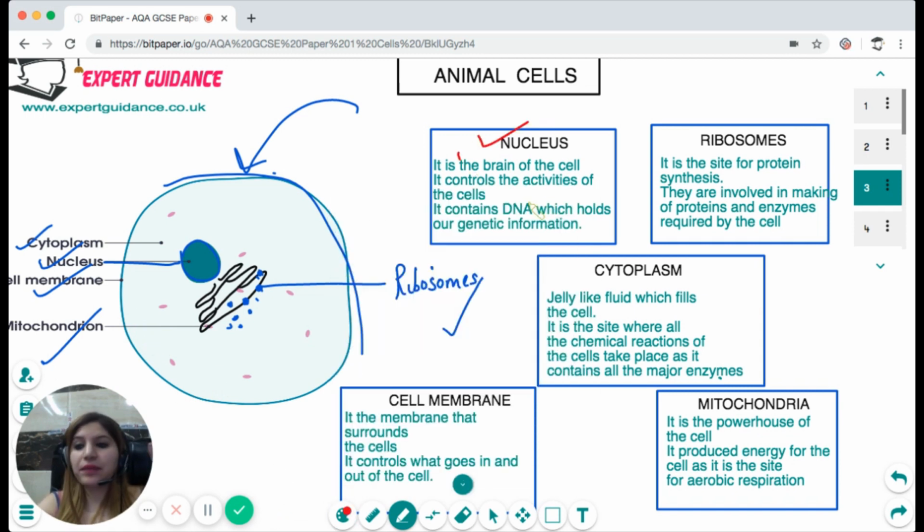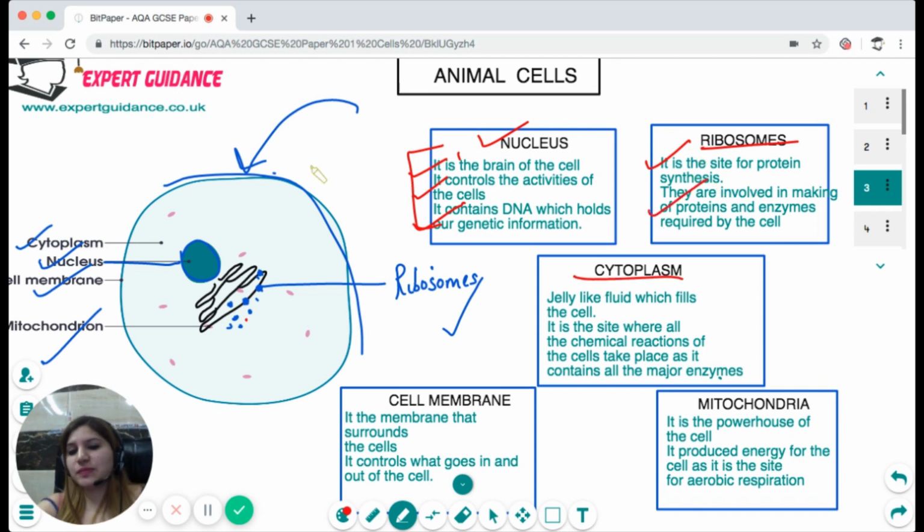It is the brain of the cell, because it controls all the activities. It controls what is happening inside the cell, and it also has your genetic information as it contains the DNA. So you should know all these three functions of the nucleus. Next are the ribosomes. Ribosomes are the site for protein synthesis. Now the cell needs proteins for its functioning, and enzymes are also proteins. So ribosomes make proteins and the enzymes which are required by the cell.